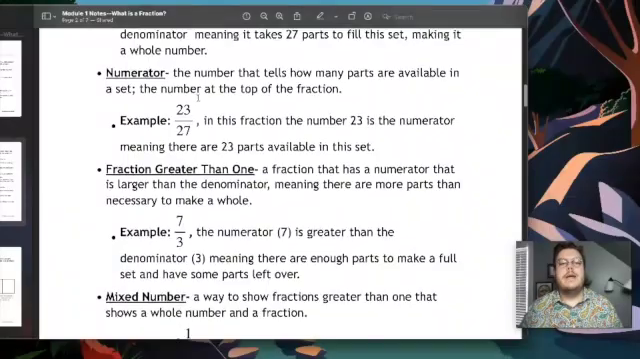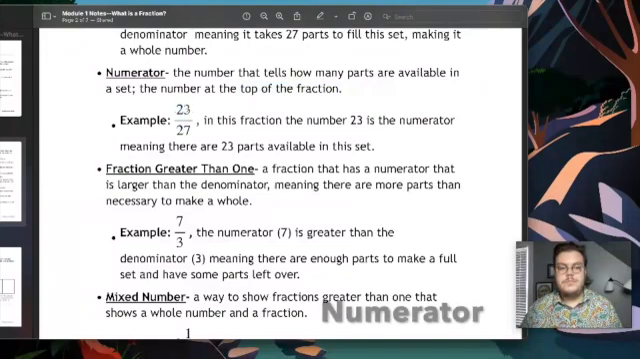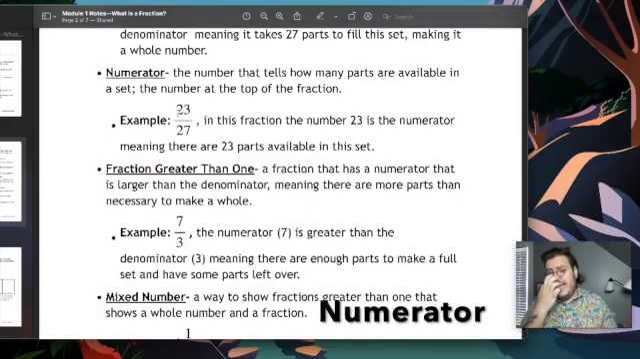Then we have the numerator. The numerator tells us how many parts are available in a set that we have. It's also the number at the top of the fraction. So when we have fractions, we have the denominator that tells us how many parts make up a whole, but then our numerator tells us how many parts we actually have. So I always think of it like this. The numerator is the amount of marbles, or the amount of M&Ms that you can hold in your hand.